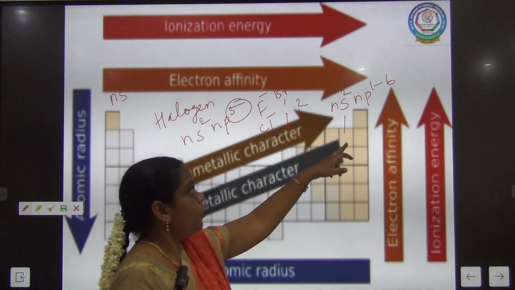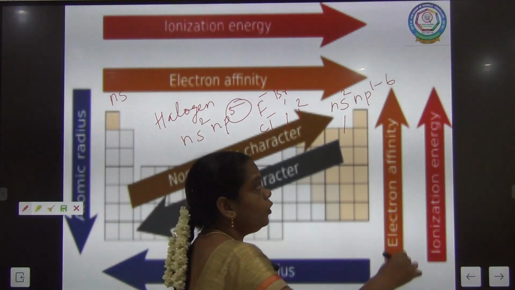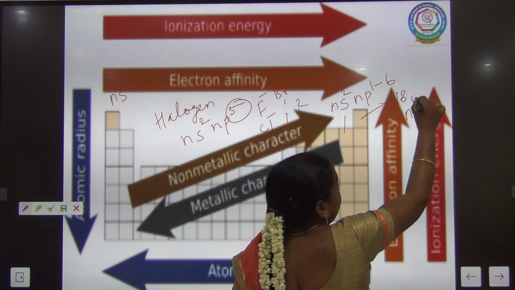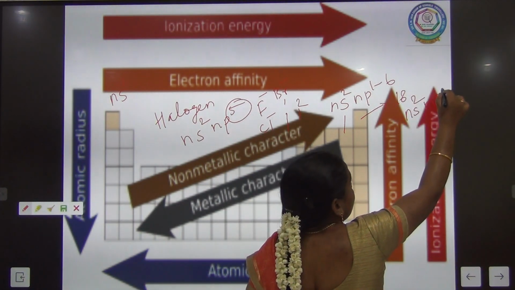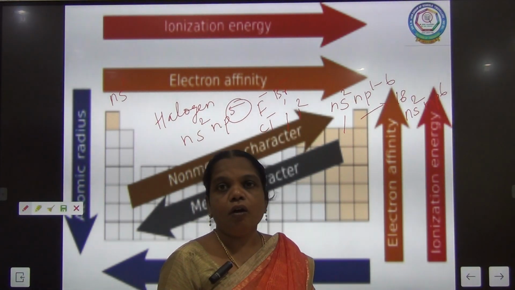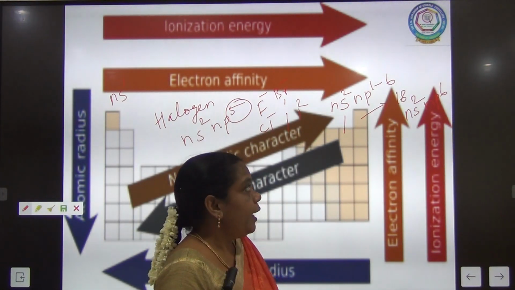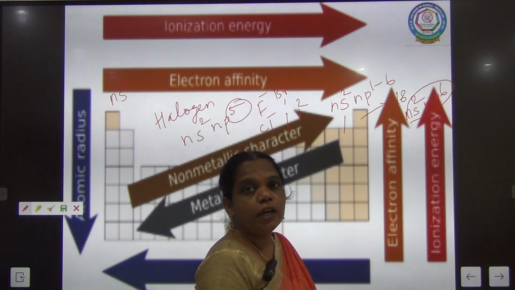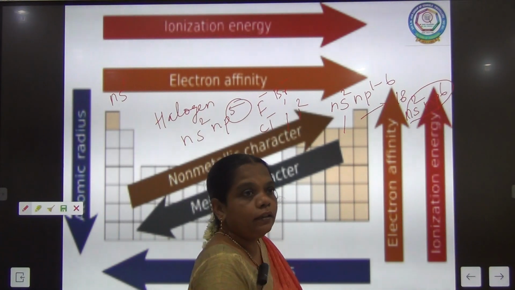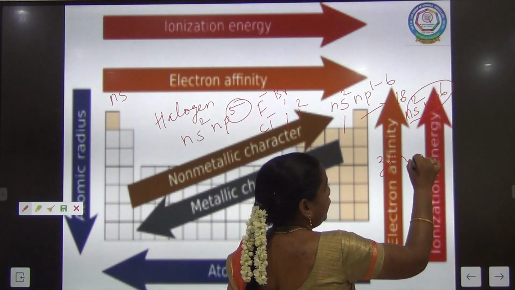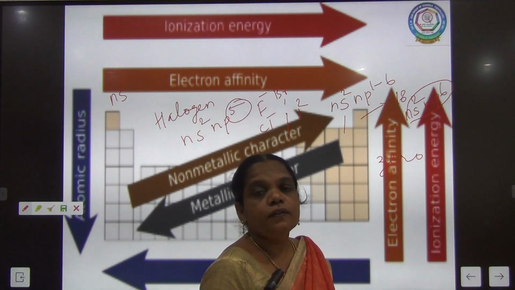And in the 18th group, the electronic configuration is ns2 np6, completely filled orbitals, octet configuration. So they cannot accept any electron, so the electron affinity for the 18th group elements is 0.